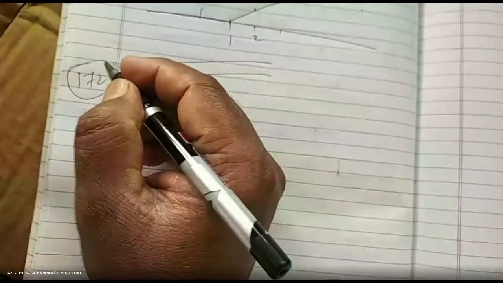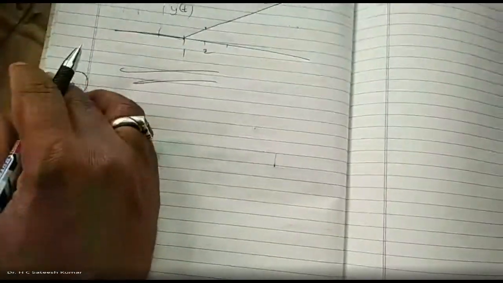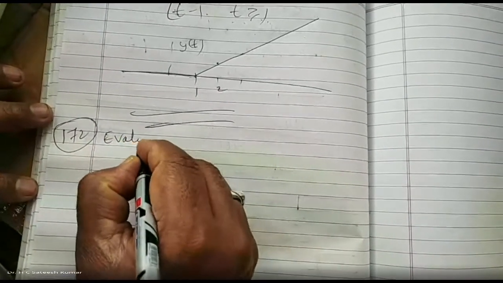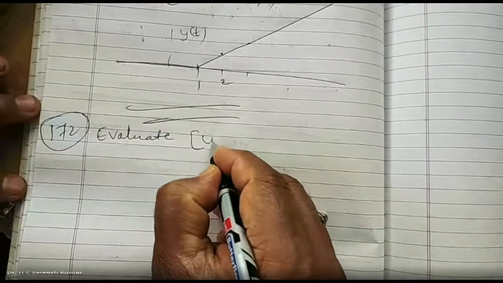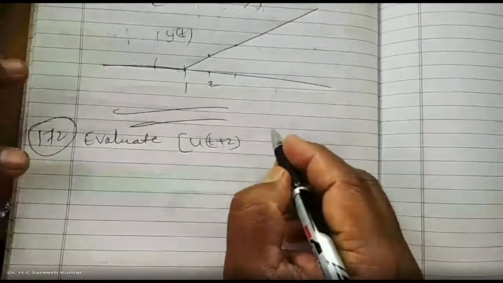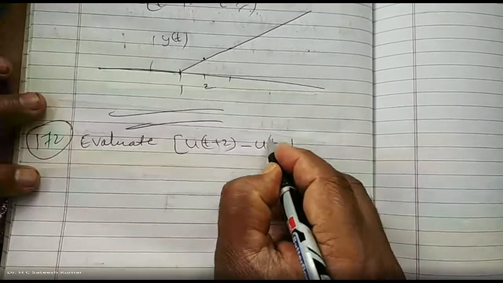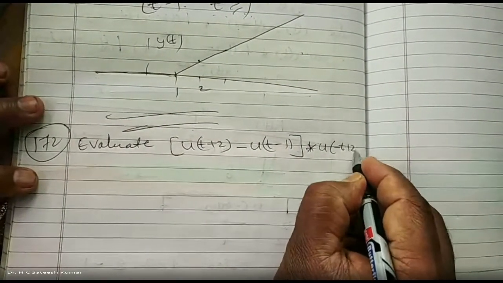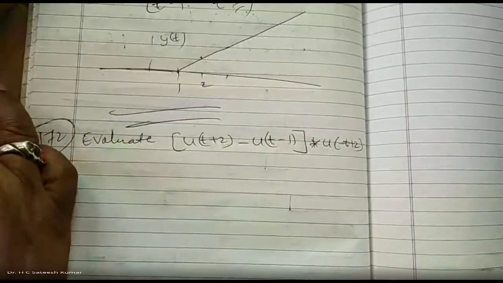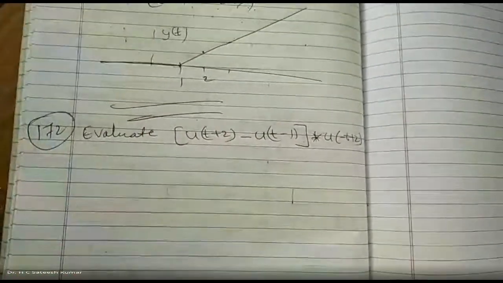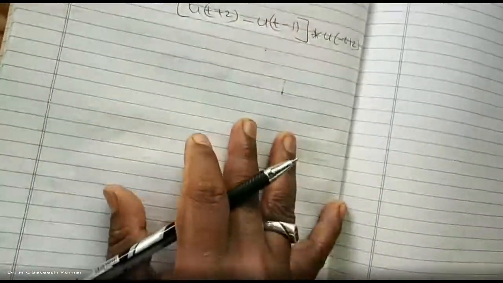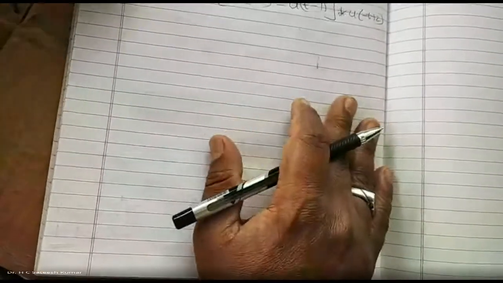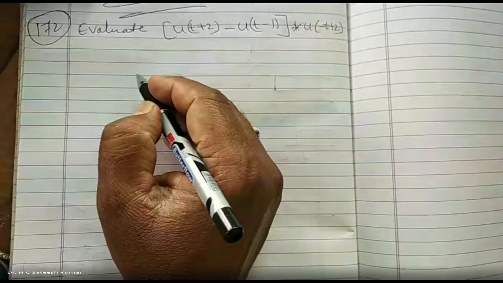172. Another examination problem. Evaluate u of t plus 2 minus u of t minus 1 convolution with u of minus t plus 2. This is also from the same paper, 10 mark question, 2 questions he has asked, 5 marks each. So how to do this one?